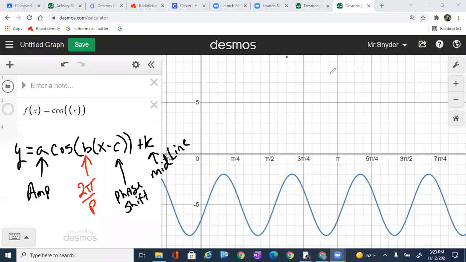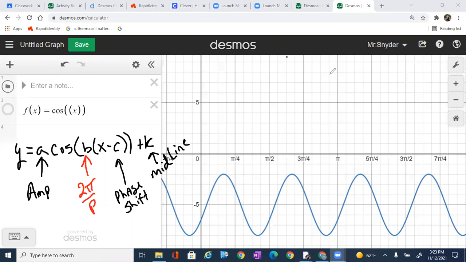Let's go ahead and overlap this blue sinusoidal graph here at the bottom. In this case, we're going to use a cosine graph, and we're going to use all of our transformations: our amplitude, our b-value, our phase shift, and a midline. Now, if you've seen my other videos, I go straight after the low-hanging fruit. I go after the easy ones.